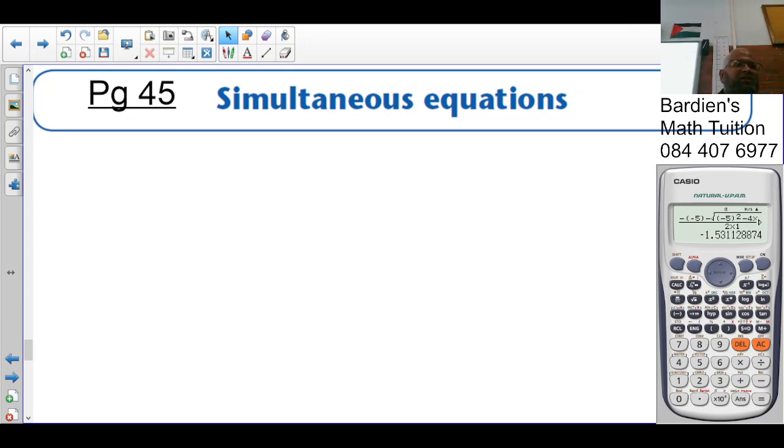Simultaneous equations graphically. We've done this last year, not so? When we drew the graphs, we looked on the graph where the graphs are intersecting, and we can read the points off the graph. Then we do calculations to confirm that point, not so? So that is dealing with this exercise here. I'm not going to do this exercise, okay?